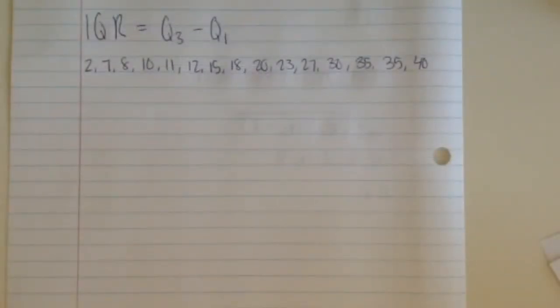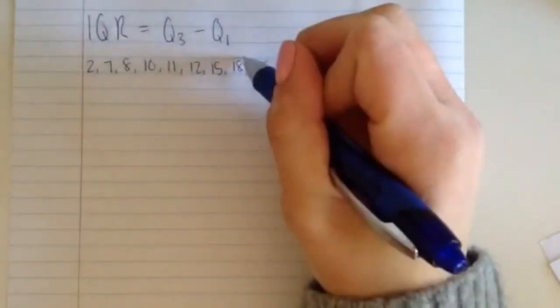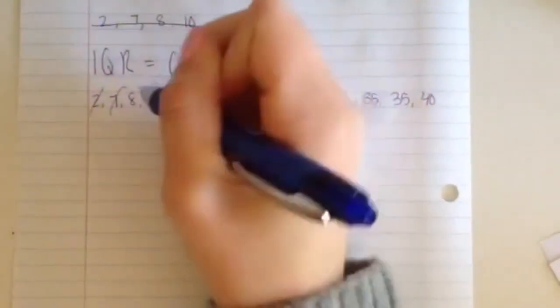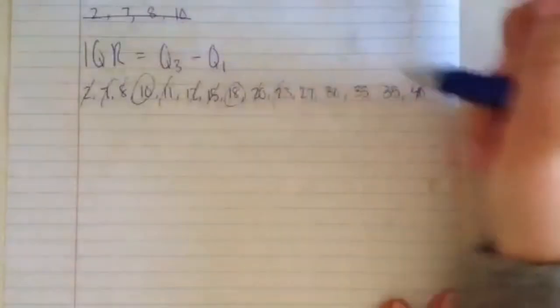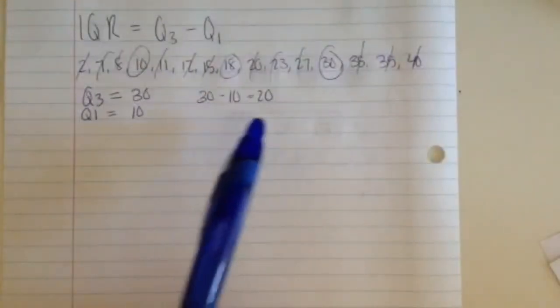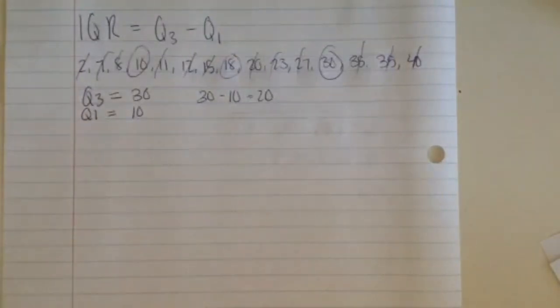The interquartile range is found by subtracting the value of the first quartile from the value of the third. The first step is to find the median. The median of the data to the left of the median is the first quartile, and the median of the data to the right of the median is the third quartile. 30 minus 10 gives us an IQR of 20. Like the median, the interquartile range is resistant to extreme observations.